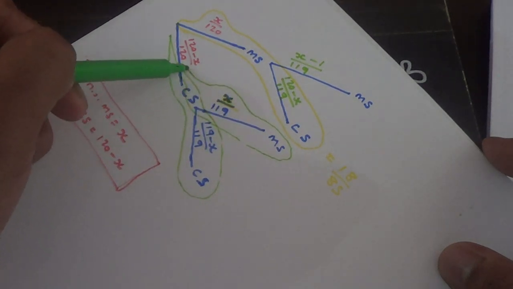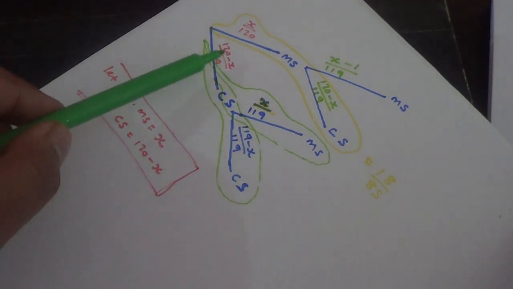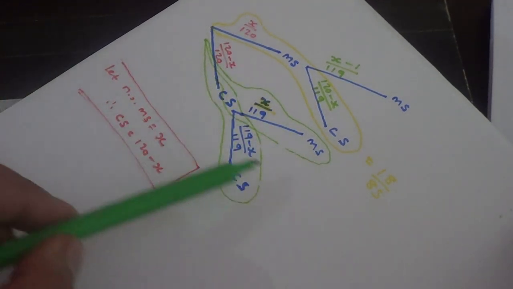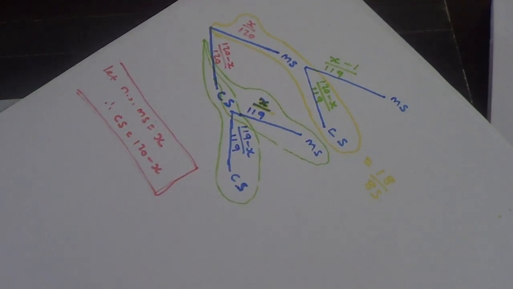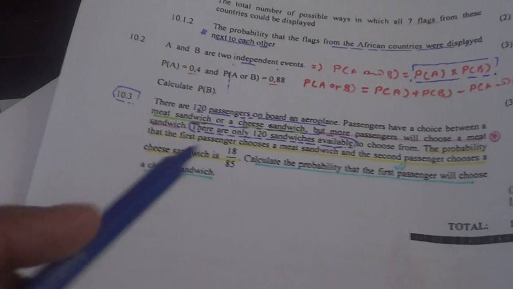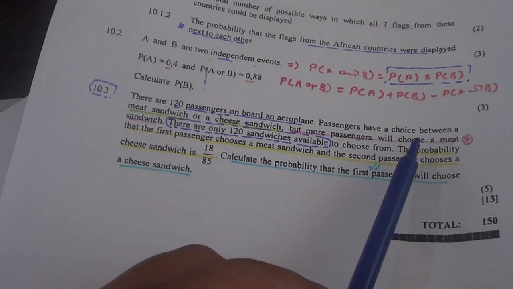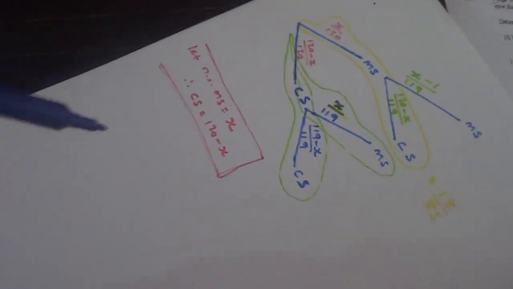But all we know is the first one must be a cheese sandwich for whatever happens, but there's going to be two choices to consider. This thing is a bit technical, believe me, so you need to think very clearly. If you don't have this tree diagram, you can already imagine you are dead. And we have not really accommodated this part that says, but more passengers will choose a meat. I don't know where it comes in, but let's just keep working for now.